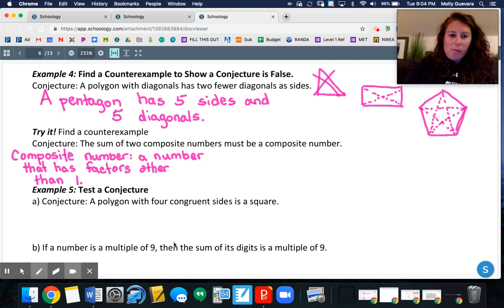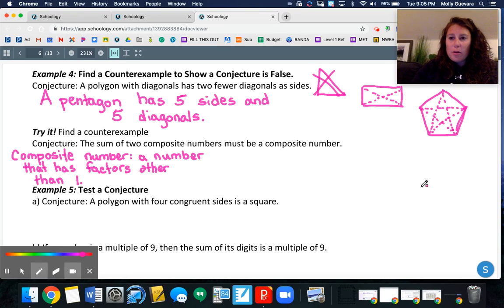So here, the conjecture is the sum of 2 composite numbers must be a composite number. I want you guys to see if you can come up with a counterexample to that. Just test it out, see what happens. Go ahead and hit pause on the video and see if you can come up with something that does not work for that. See if you add two composite numbers together, two numbers that aren't prime, do you get something prime? Because if you do, then that is a counterexample. So go ahead and try to find a counterexample, and then we'll meet back and talk about it.